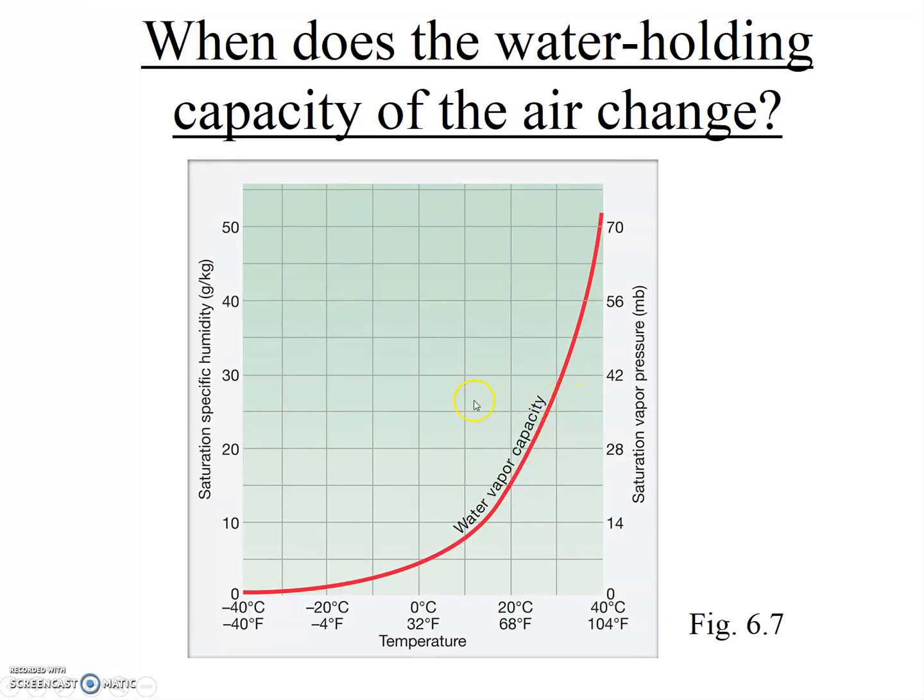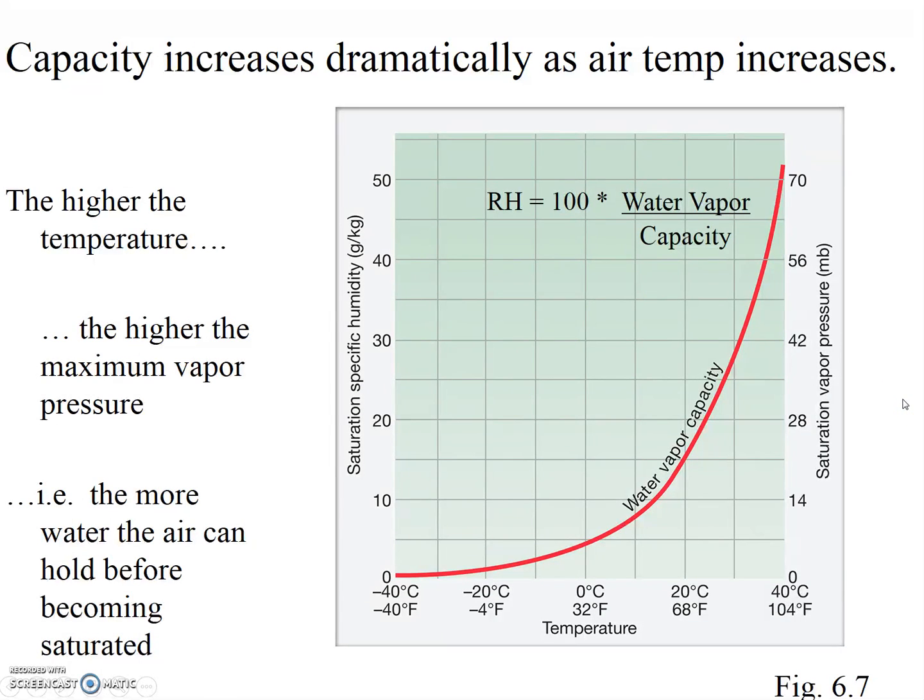Similarly, if temperature were to decrease, the amount of water that the air can hold also decreases. Say it one more time: the water vapor capacity increases dramatically as temperature increases. So the denominator here will increase as temperature increases. The air can hold more water. The higher the temperature, the more water the air can hold before becoming saturated. One way of looking at that is that the water holding capacity is directly related to temperature. As temperature goes up, the water holding capacity goes up. As temperature goes down, the water holding capacity goes down.